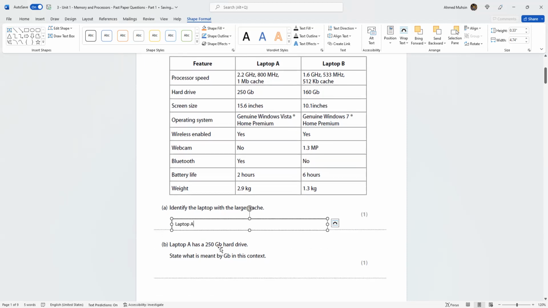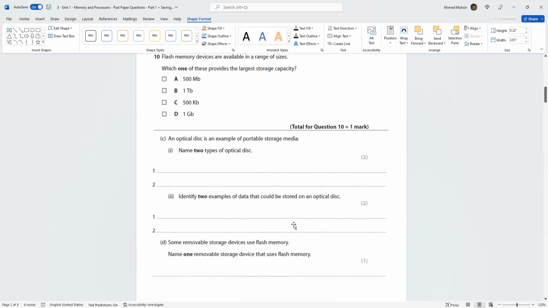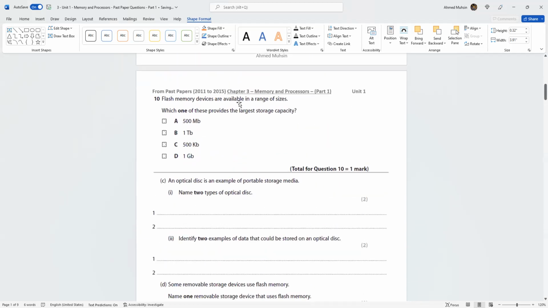Laptop A has a 250 GB hard drive. State what is meant by GB in this context. The answer would be gigabyte. Flash memory devices are available in a range of sizes. Which one of these provides the largest storage capacity? From 500 megabytes, 1 terabyte, 500 kilobytes, and 1 gigabyte, 1 terabyte is the biggest storage capacity.